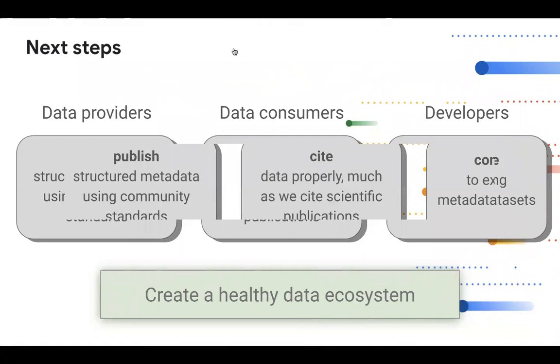Mm-hmm. So I think I saw two questions related to versioning. One person asked, how do you currently handle similar data sets? We often have hundreds of data sets with very similar metadata, just slight differences. And when searching in Google Dataset Search, it mostly shows one random result.